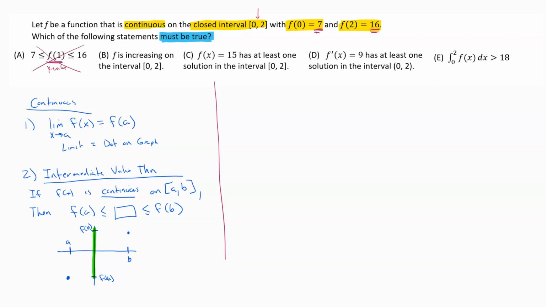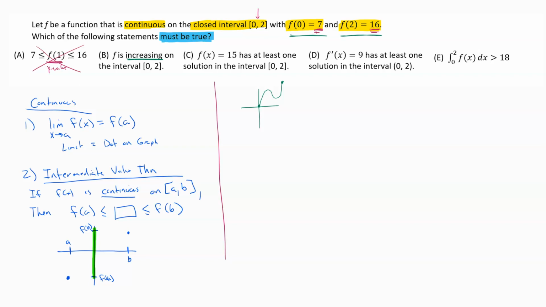The next one is sort of a trap little question. They're saying f is increasing on this interval. Well, when they say it like this, they're saying it is strictly increasing, that it never has a decreasing section. And so while we know that to get from 7 to 16, we definitely have to increase at some point, there's nothing that says it always has to increase. This graph could go up and down and all over the place to get from one point to the other.